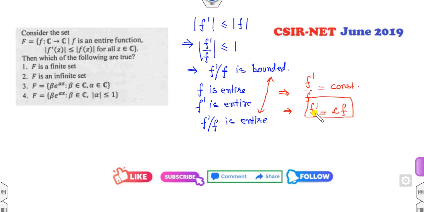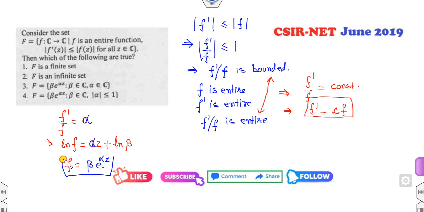Fine. Now, what does it mean? Then your target f is finite, or f is infinite. That's again very simple. So now f dash over f is my constant. If I integrate them, ln of f is c of z plus some constant. So f will be, or I can take it as, because the options are in terms of beta, f is beta times e to the power alpha z, where I consider the constant as alpha, and beta is a complex number.